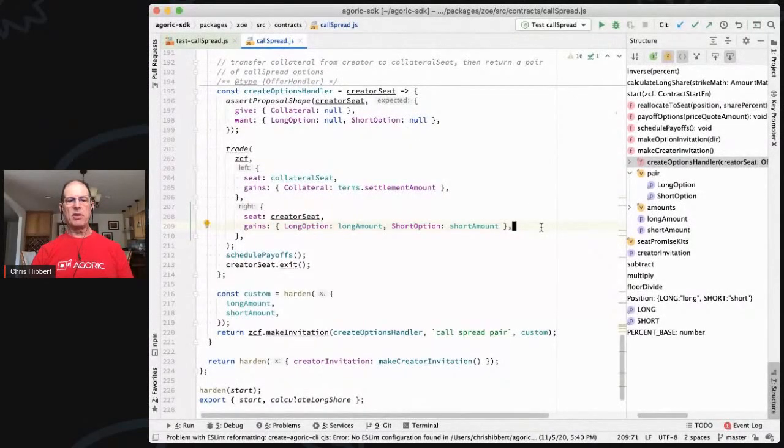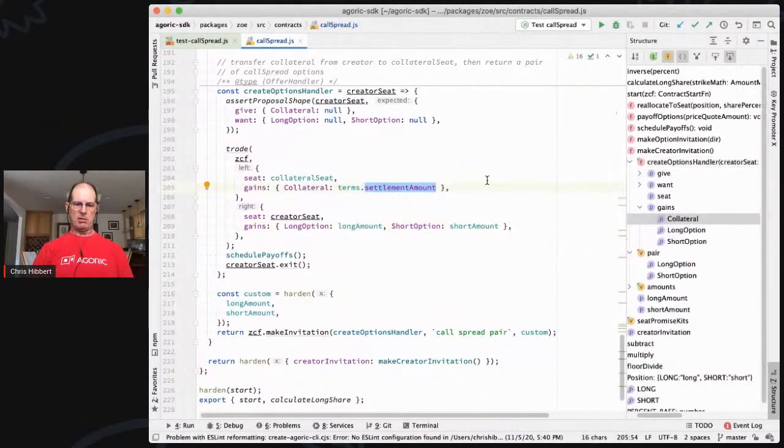So that the creator will end up with those in order to be able to hand them out to the two parties that he's giving or selling them to. The collateral seat will end up with the entire collateral, the entire settlement amount, so that it can give them out so they can divide it up among the two parties later. So that's what the invitation looks like.